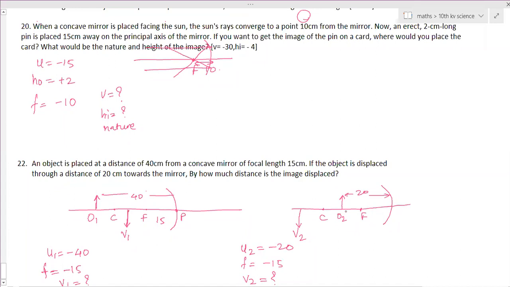So the initial image is here and now the final image position is here. So how much distance is it displaced? The difference between those two distances you have to calculate. Is this clear? Yes, ma'am.